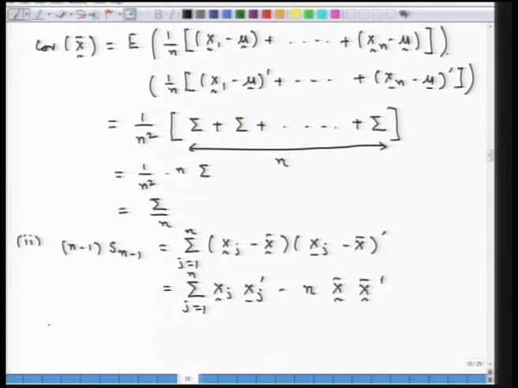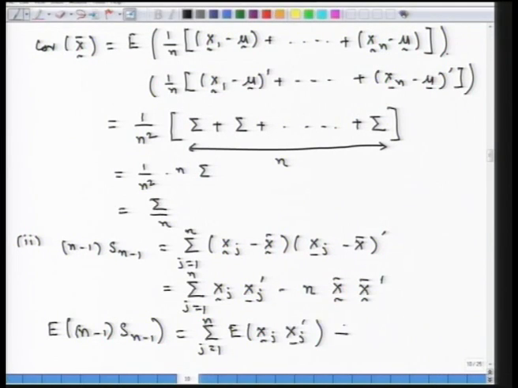Now we look at proving the result. So if we now look at the expectation of (n-1)S_{n-1}, this is going to be given by the expectation of this particular entire quantity. So we take expectation term by term. We will have this as the expectation of xj xj′ minus n times the expectation of x̄ x̄′. Let us give an equation number 1 to this, because we will be requiring this later on.